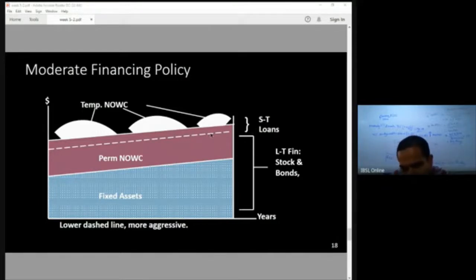Now the point is, if you reduce this dotted line further, maybe up to this point, that means you have become a little more aggressive, right? You have funded your fixed assets as well as working capital, maybe permanent or temporary. If the dotted line is lower, it means you have funded these assets using shorter term funding options. More have been funded using short term funding options, whereas the long term funding component has reduced. Okay, so the lower the dotted line, the more aggressive you are.